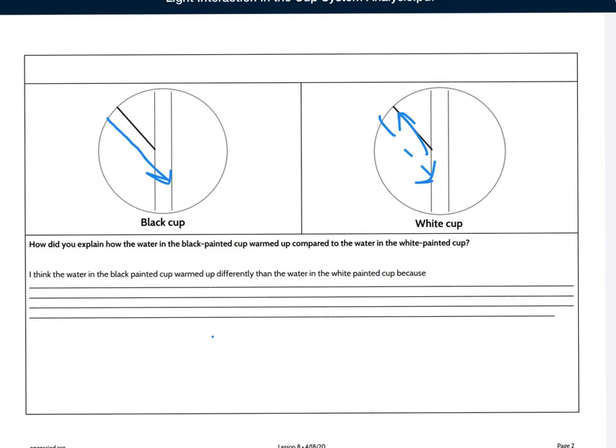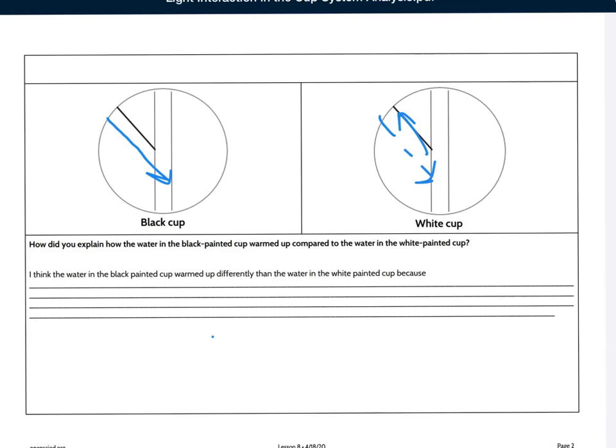And then it says, how did you explain how the water in the black painted cup warmed up compared to the water in the white painted cup? Well, for this scenario, if we looked at our data table, we noticed that, and I'm going to write it down here so you can see better, we noticed that the white cup heated up slightly less.